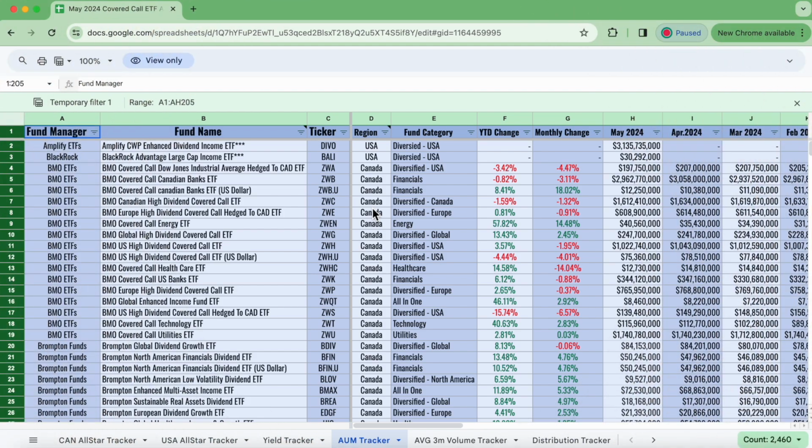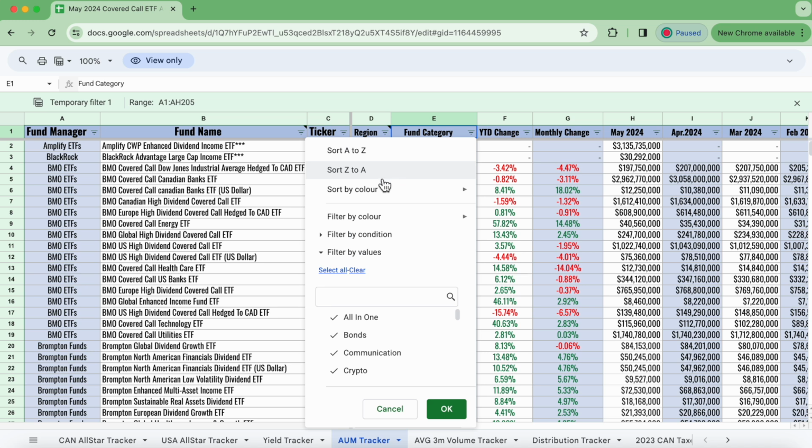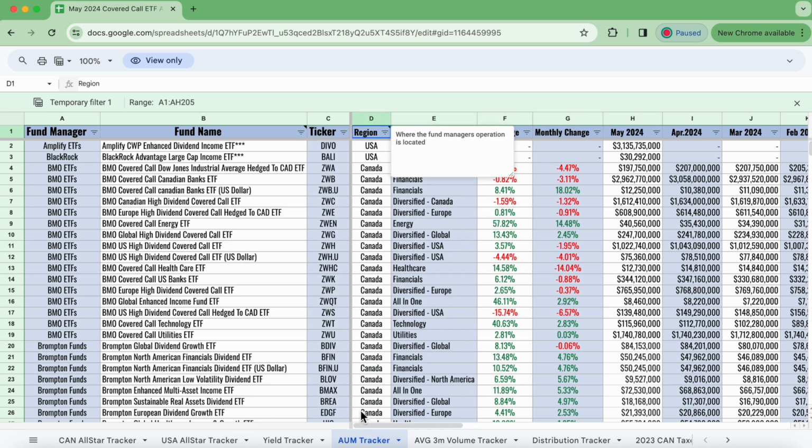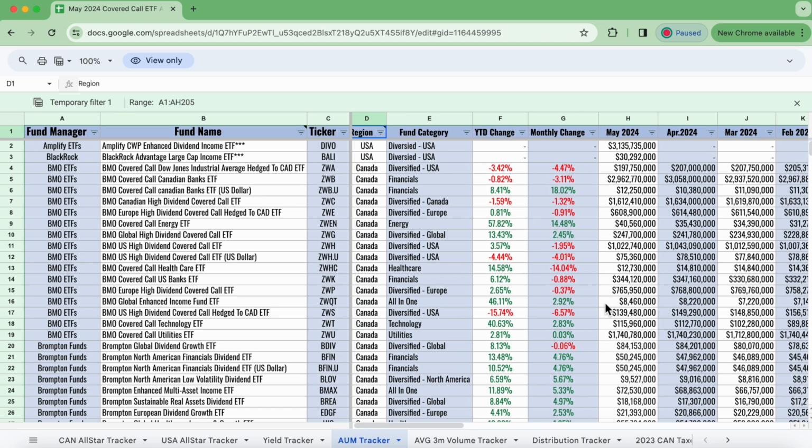So let's check out CoveredCall ETF assets under management right now. We'll talk about AUM changes in the month of May. We'll do both the Canadian side and the American side of things.